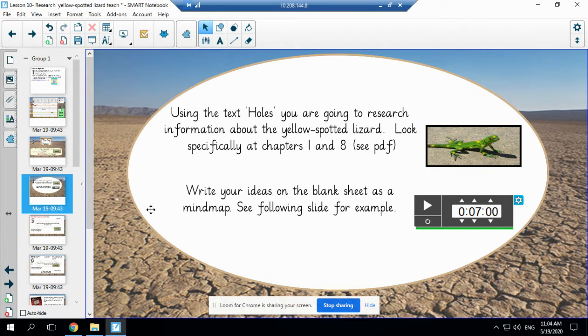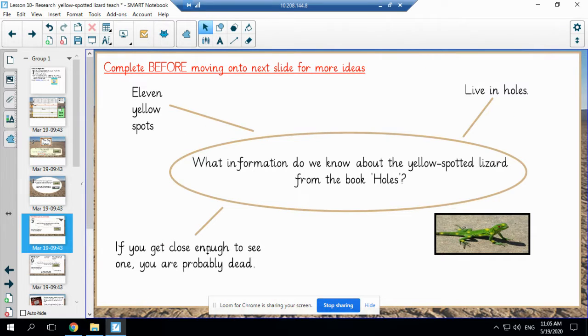First of all, we would like you to write your ideas on a blank sheet as a mind map, using those two chapters to find facts about the lizard. If I go on to the next slide, we can see an example of how you would do this. We have already included some facts here just to get you started. Complete this mind map before moving on to the next slide, where we have collected lots of ideas from those two chapters, but make sure you're doing this yourself independently before moving on to magpie anything that you may have missed. When you're ready, press play.